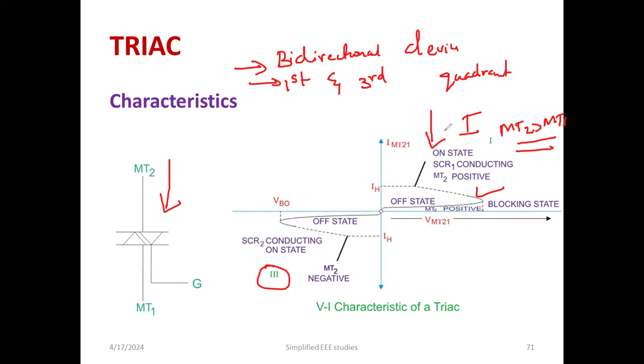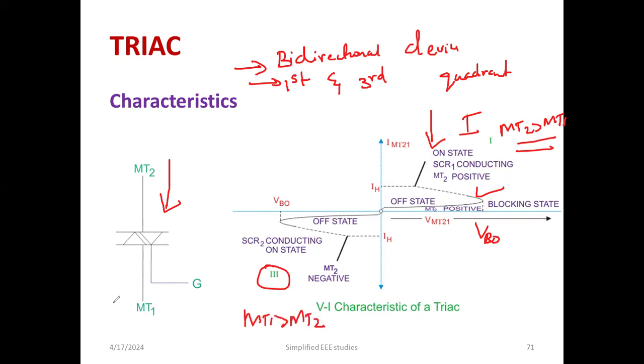Okay, so look at the first quadrant. You can mention the VBO, forward breakover voltage. Immediately if you provide the gating signal, the device will be turned on. If you want to turn it off, you have to reduce the anode current below the holding current. Please refer to the videos on latching current and holding current in my previous session. It's very clearly explained.